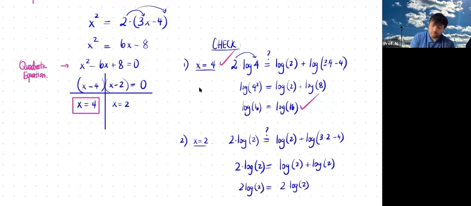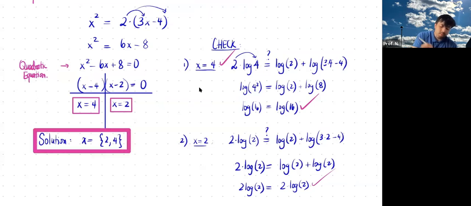And I'm done. I can confirm that this is also true. So we have two solutions. So my solution to my equation is x is equal to the set {2, 4}. Okay?